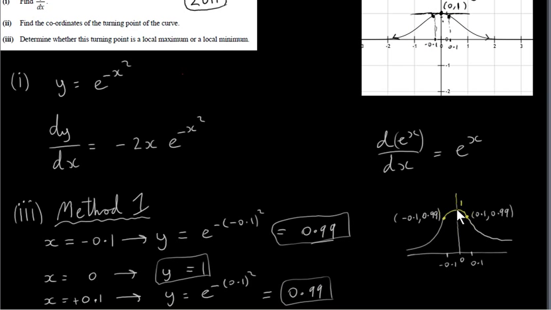So you could illustrate your answer like this. You can show the turning point at (0, 1). And you could show the point with coordinates (0.1, 0.99), which is below this point, and the point with coordinates (minus 0.1, 0.99). As a matter of fact, you probably only need to work out one of these two points, because if there's a turning point at (0, 1), then if you get a point that's lower than (0, 1) at 0.1, then this can only be a local maximum.